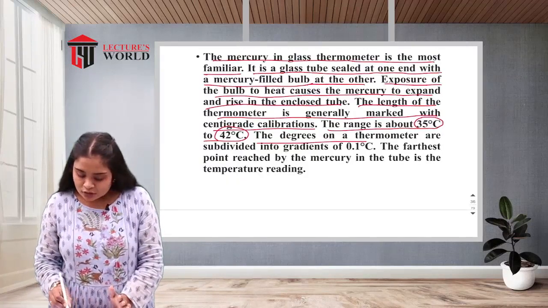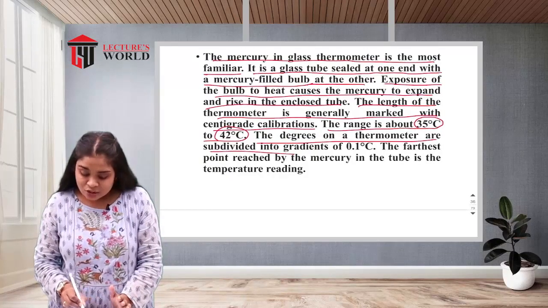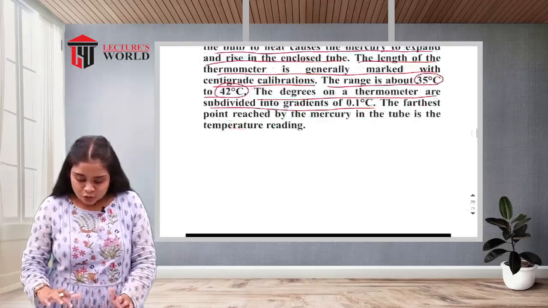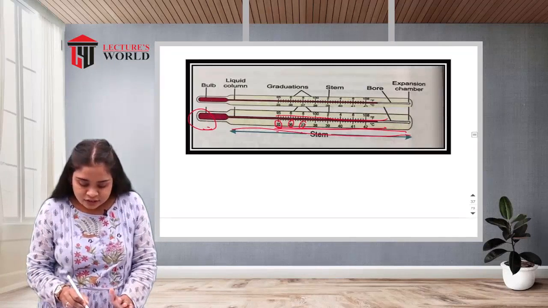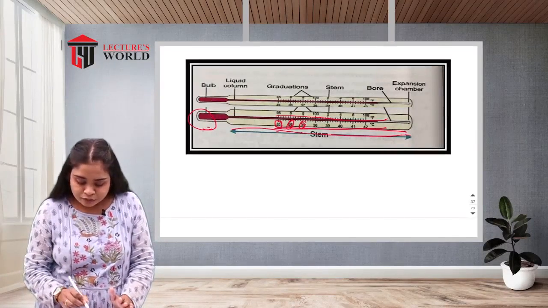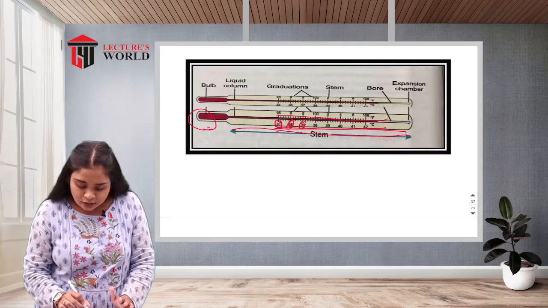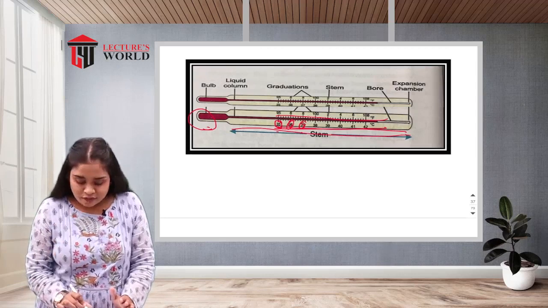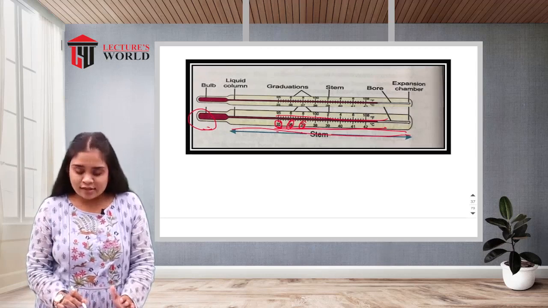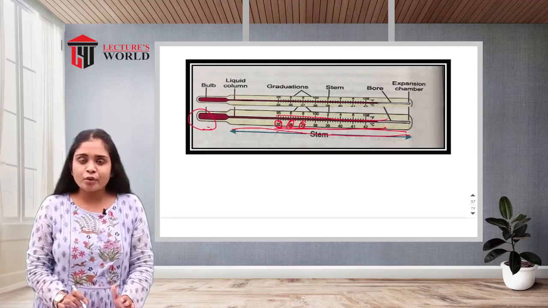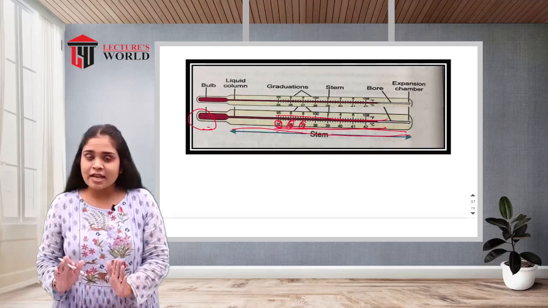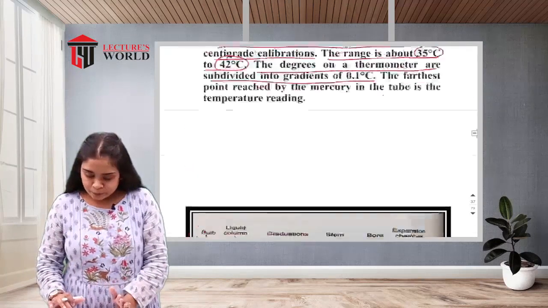The degrees on the thermometer are subdivided into gradients of 0.1 degree Celsius. Here you can see they have written 35, 36 and 37. There is one little mark after the 35, which you can consider as 0.1 degree Celsius. After that it will be 0.2 degree Celsius, then 0.3 and 0.4. Like that, subdivisions have been given on the stem side of the thermometer.